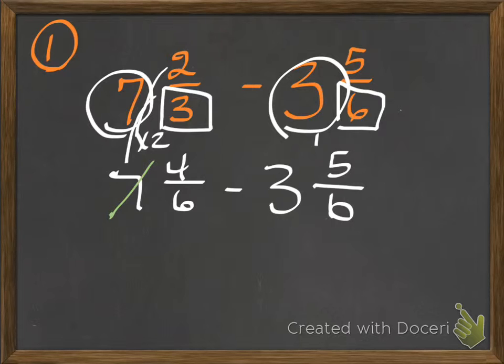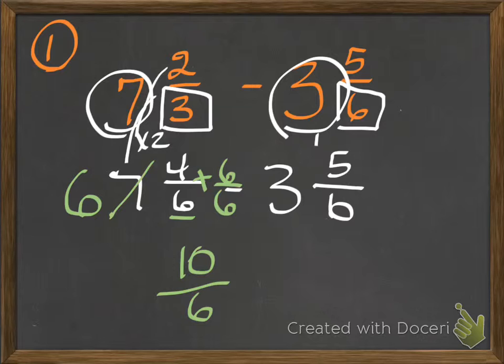So I'm going to borrow from the 7. I'm going to borrow 1 whole, and that becomes 6. I'm going to change that 1 whole that I borrowed into 6/6 because it matches this denominator. So 6/6. I'm going to add that together. 4/6 plus 6/6 equals 10/6. So I've got 10/6. And then I bring back my whole number there. So 6 and 10/6. And then I just write the rest of the problem: 3 and 5/6.